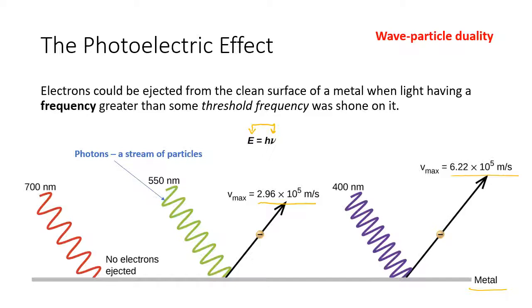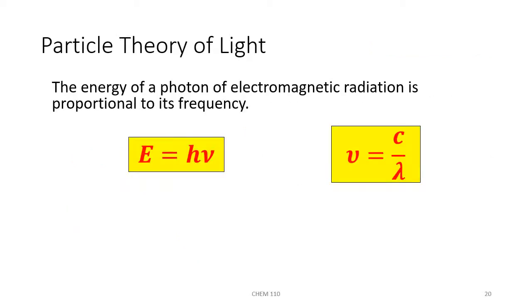Brighter or more intense light delivers a greater number of photons, whereas higher frequency light delivers more energetic photons. It was the more energetic photons that were able to dislodge an electron from the surface of the metal. Photons are a stream of particles, and this confirmed a concept known as wave-particle duality. Wave-particle duality says that radiation can essentially behave like either a particle or a wave depending upon the experiment. The contributions of Planck and Einstein led to what we now know as the particle theory of light.